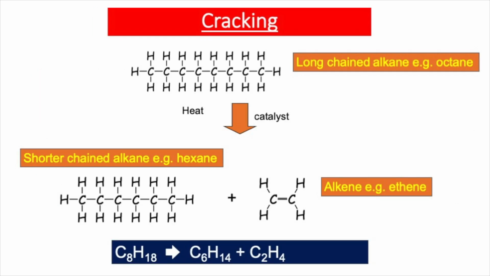Now in our previous video lesson on cracking and the properties of hydrocarbons, we learnt that in an oil refinery, long hydrocarbon chains are broken down by heat and a catalyst in a process called cracking, and this leads to shorter chained alkanes that are more useful because they're easier to boil, easier to burn, and easier to pour. And in addition to this, you get an alkene produced. So cracking is a major way that alkenes are produced in chemistry.